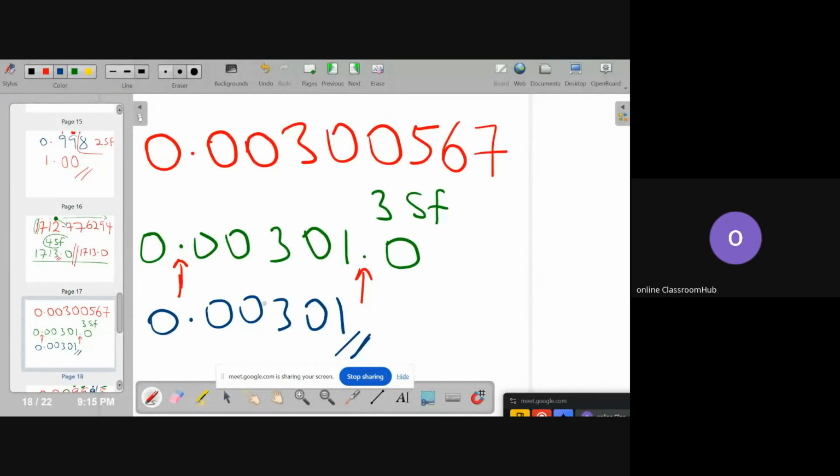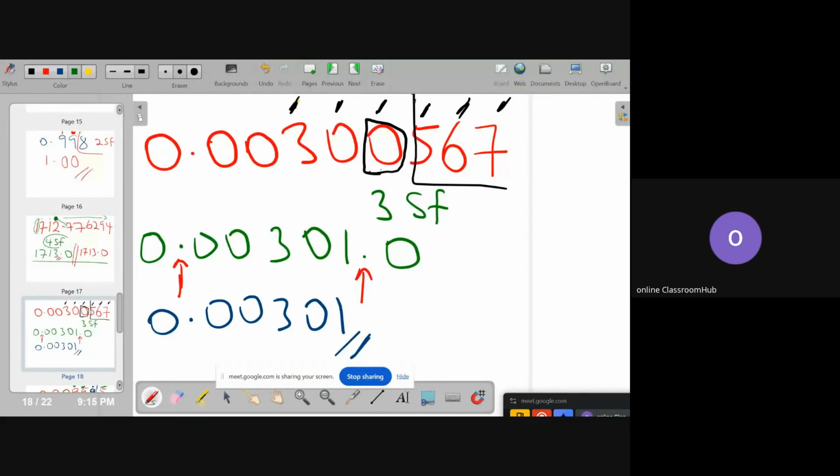So this very question, we are looking for 3 SF. Our first SF is the 3. Once you get the first SF, any number that continues is also SF. So 3 is our first, 0 is our second, the 0 here is our third, then our fourth, fifth, and sixth. Since you are looking for 3 SF, you end here and throw the rest away.